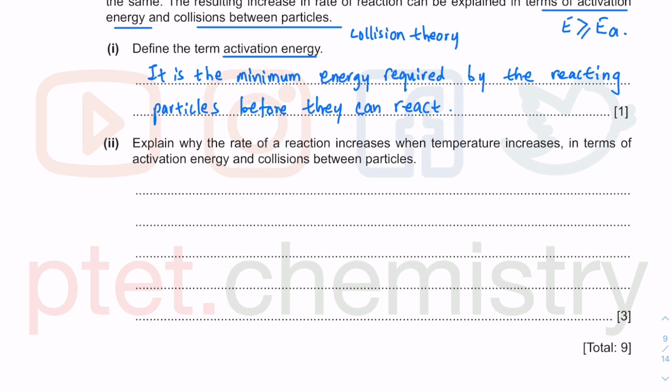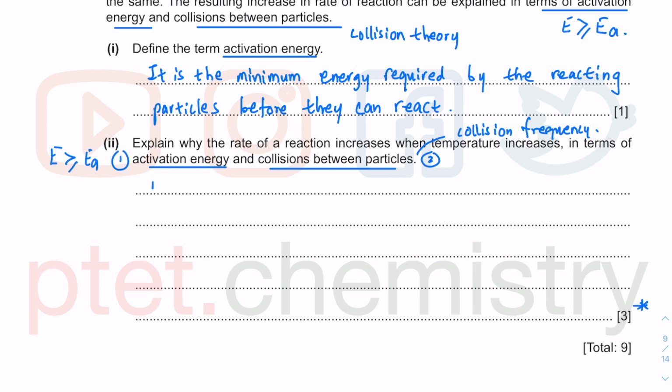Explain why the rate of reaction increases when temperature increases in terms of activation energy. Number 1, in terms of collision between particles. Number 2, we need to think about this energy greater than or equal to EA. We need to think about collision frequency, which is to do with collision theory. So there are a couple of points here for these 3 marks.